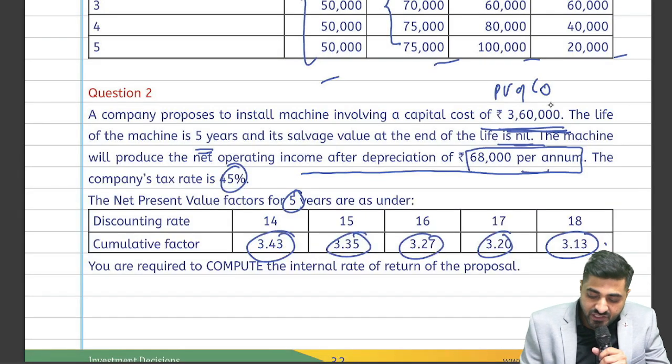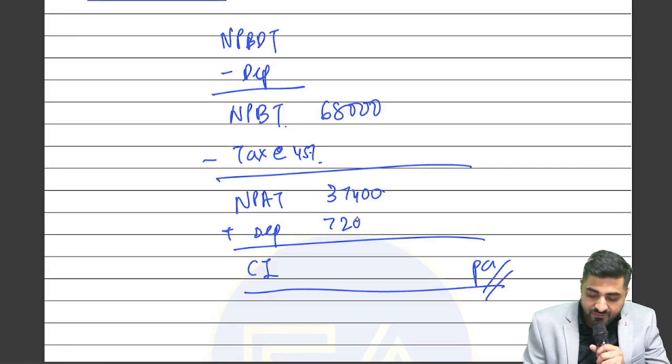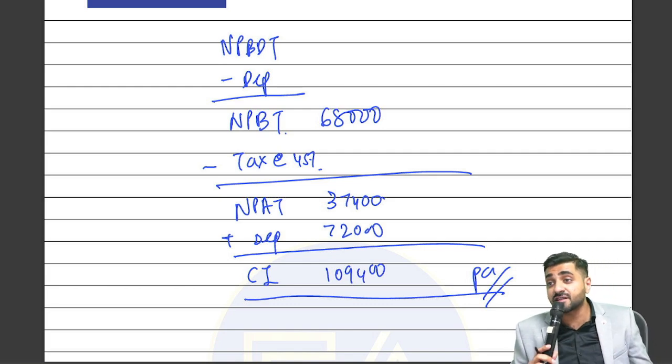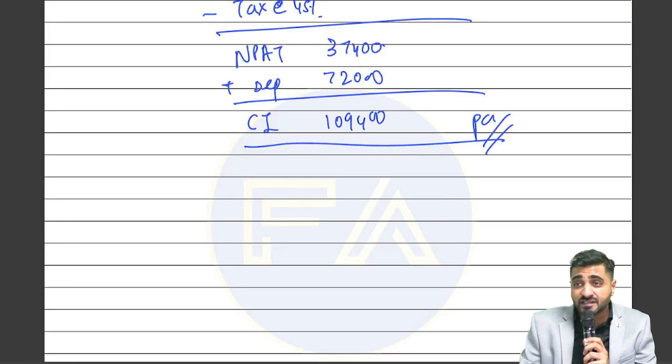Depreciation is original cost minus salvage, divided by life. Is there any scrap given to you? So 3,60,000 divided by 5 is 72,000. If I add 72,000 to this, what will this amount be? 1,09,400. Is this your cash inflow per annum? So your PV of CI should be the same as your PV of CO.